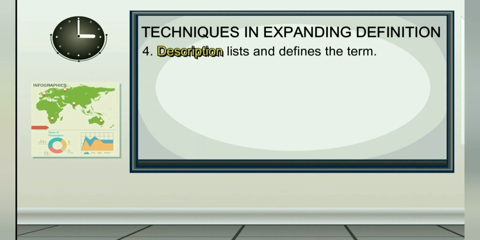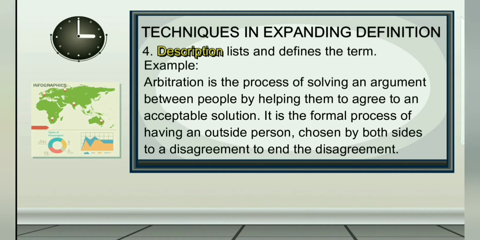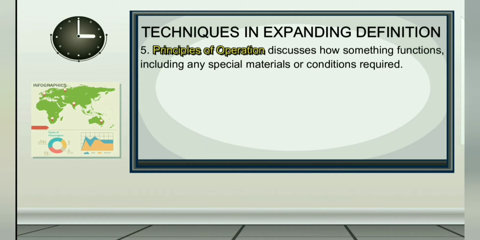4. Description lists and defines the term. For example, arbitration is the process of solving an argument between people by helping them to agree to an acceptable solution. It is the formal process of having an outside person chosen by both sides to a disagreement to end the disagreement. 5. Principles of operation.